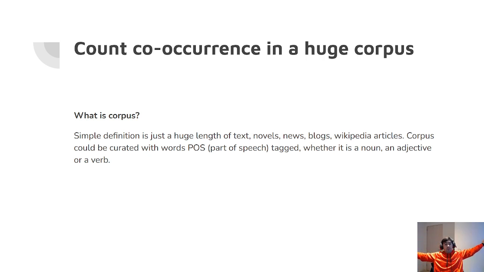All right, so how do we count co-occurrence of words? Usually what we do is we count this in a huge corpus. And what is a corpus? A simple definition of corpus is just a huge text. Think about novels, news, blogs, Wikipedia articles. Corpuses can also be advanced. The words could be tagged with part of speech for identifying whether it's a noun, an adjective, or a verb. For our purposes, we'll just think about corpus as a huge text.